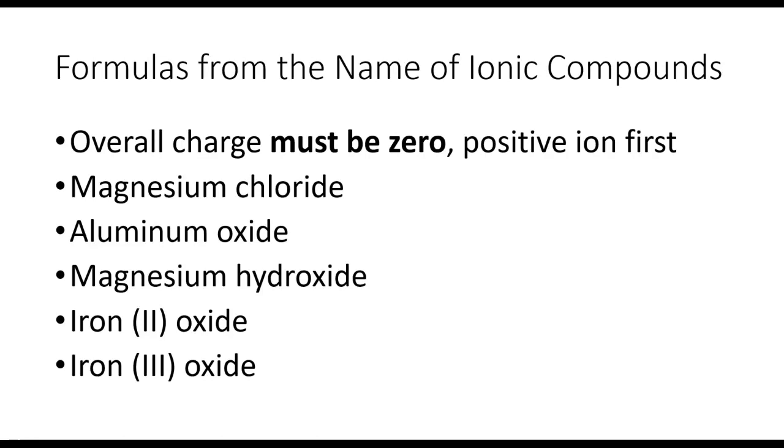Let's take a look at how we write formulas of ionic compounds if we know their names. Let's start with this one thing you need to remember when we're writing ionic formulas. The overall charge of the compound must be 0, and we write it always with the positive ion first. So, in ionic compounds, we have a positive ion and we have a negative ion.